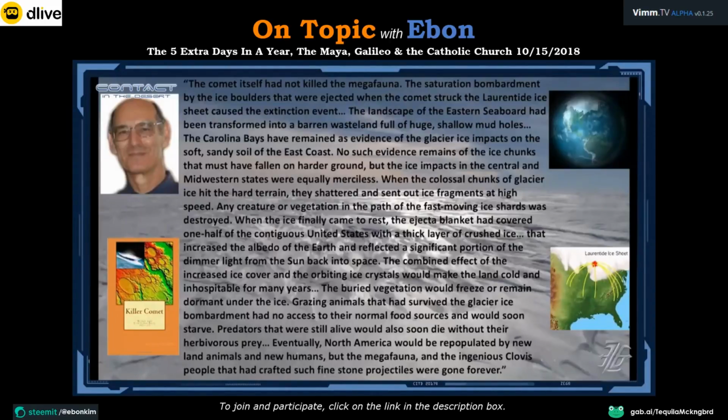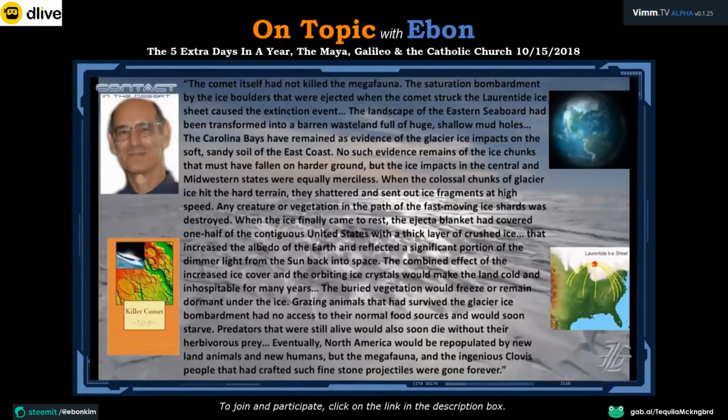The saturation bombardment by the ice boulders that were ejected when the comet struck the Laurentide ice sheet caused the extinction event. The landscape of the eastern seaboard had been transformed into a barren wasteland, full of huge, shallow mud holes. The Carolina bays have remained as evidence of the glacier ice impacts on the soft, sandy soil of the east coast. No such evidence remains of the ice chunks that must have fallen on harder ground, but the ice impacts in the central and midwestern states were equally merciless.